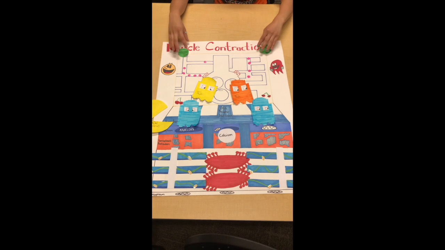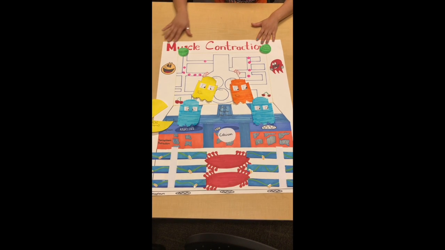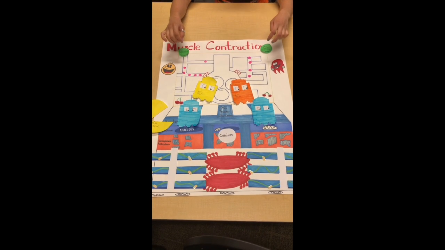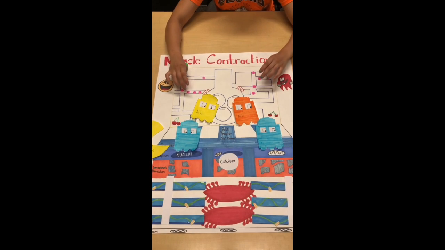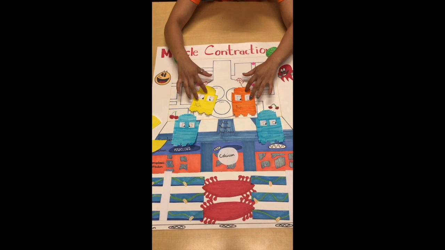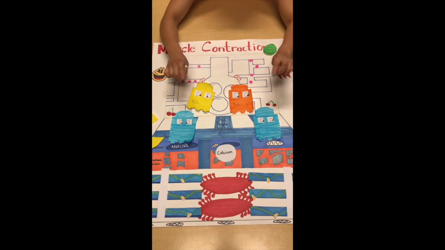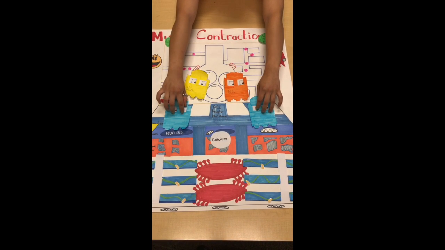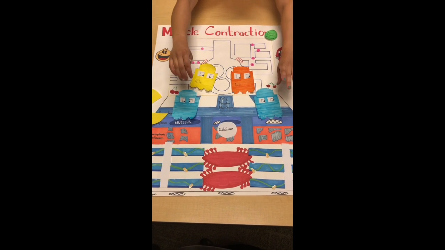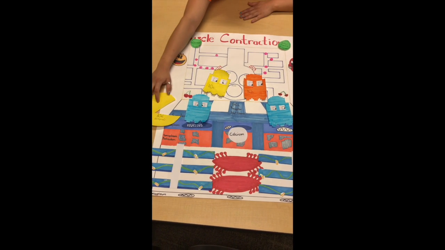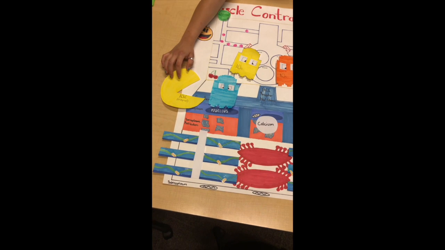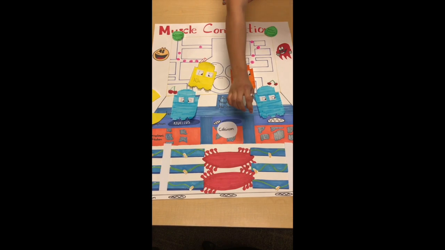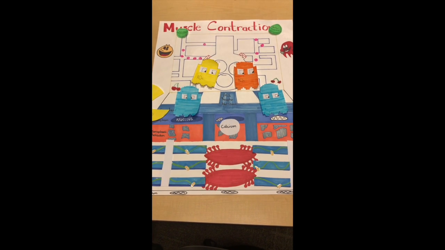So here we have a Pac-Man version of muscle contraction. Our coins represent action potential. Our pink little dots are calcium. The ghosts before they turn blue are ACh. And then we have our blue ghosts that represent the ACh when it enters the receptors. Our Pac-Man represents AChE. We have our calcium again down here. And then we have the thick and thin filaments at the bottom.